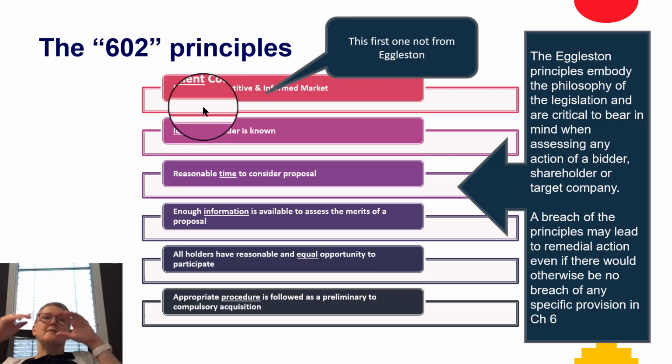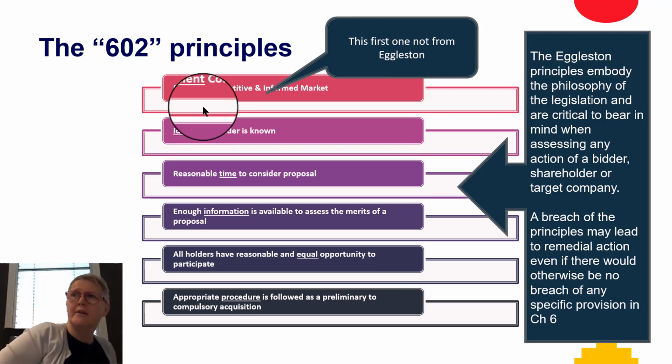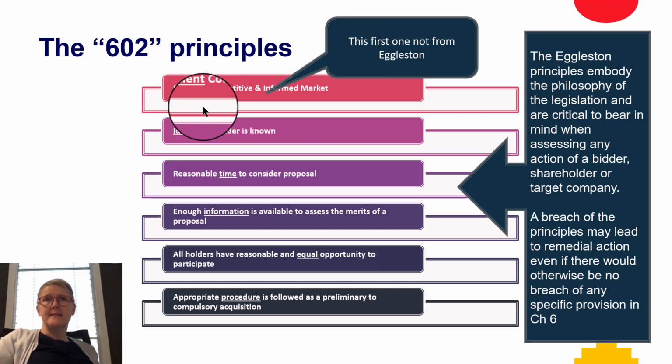So the language in the section comes directly from the Eggleston Principles, which embody the philosophy of the legislation and are critical to bear in mind when assessing any action of a bidder, shareholder or target company. It's one of the areas of the law where the vibe matters. ASIC and the Takeovers Panel have very broad discretion, particularly in relation to unacceptable circumstances.